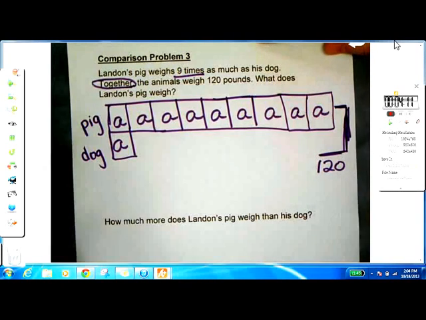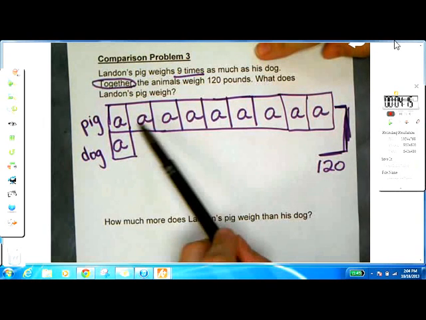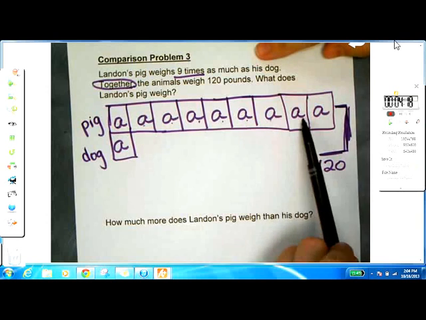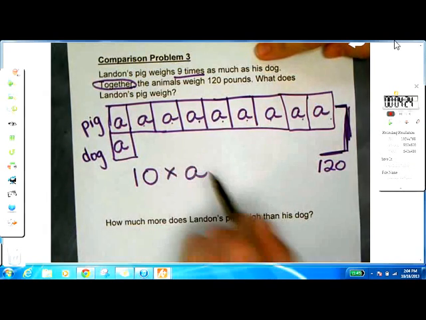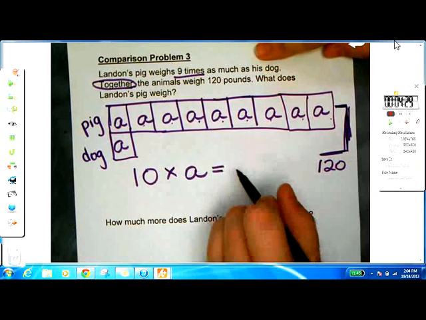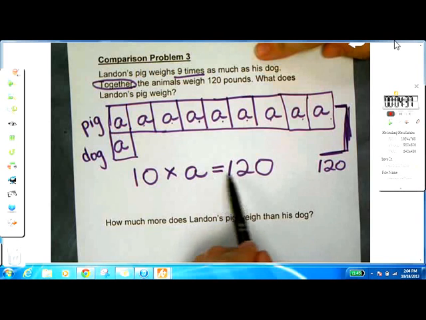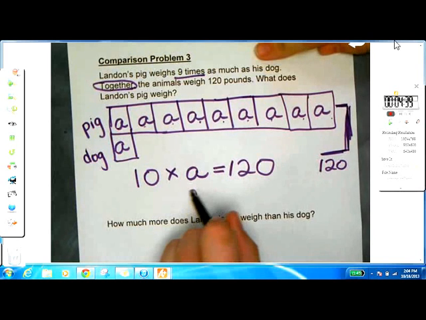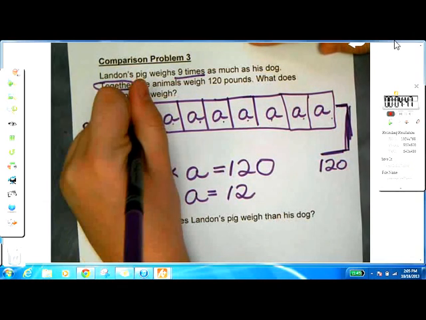I can say that between the pig and the dog together, they weigh 1, 2, 3, 4, 5, 6, 7, 8, 9, 10. 10 parts times something, this unknown number. And they have to have a total of 120 to equal together. Then I can ask myself, 10 times what equals 120? And that answer is 12. So every piece here is 12, every section.